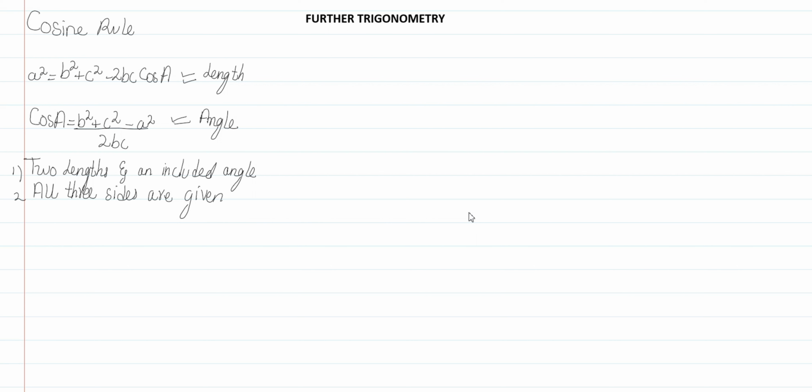Okay, the first condition is when you have to find out the third length. It means you are given two lengths and an included angle, meaning the angle between the two sides. So whenever the angle is given to you and the two sides are also given to you, that is part of the included angle. So only one length is unknown, and with the help of this information and condition number one, you are able to find out the third length.